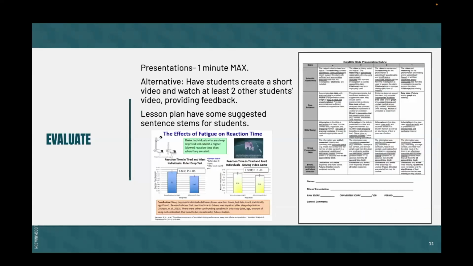For the evaluate, students are going to create one slide, one slide only, of a CER: claim, evidence, and reasoning. They are also going to present 1 minute max. Again, it is dependent on your class. In our classroom, Sergio in my classroom, we do this. We have students present 1 minute and they do fine. They are concise, they explain what they need to explain, and it's not too much. It's not reading off of slides.